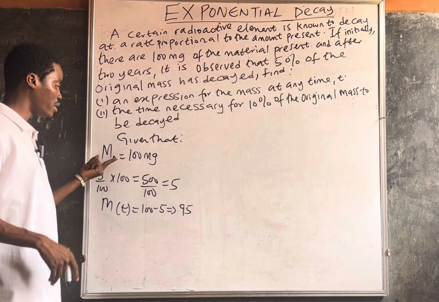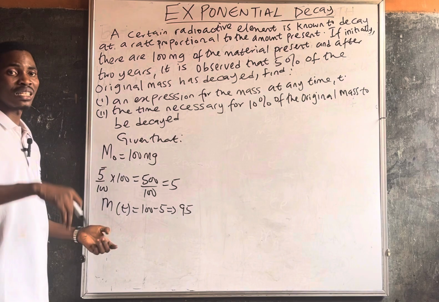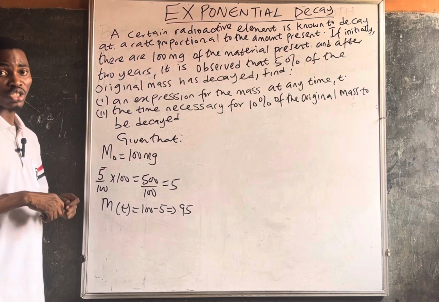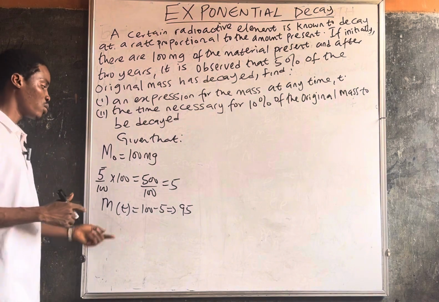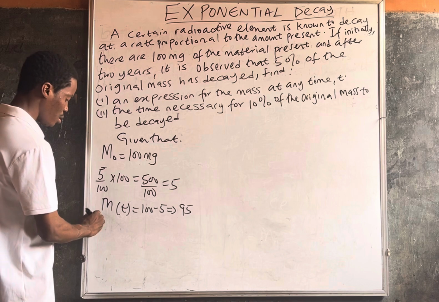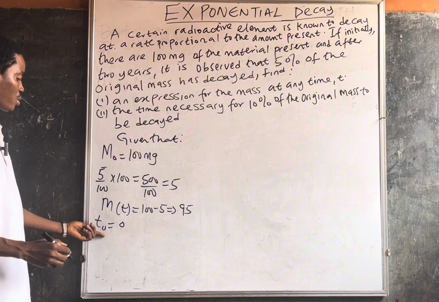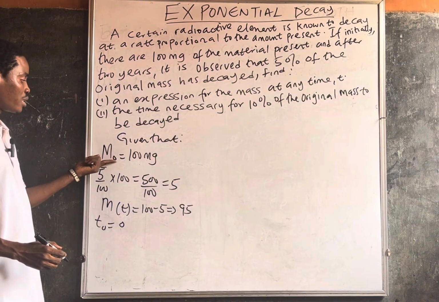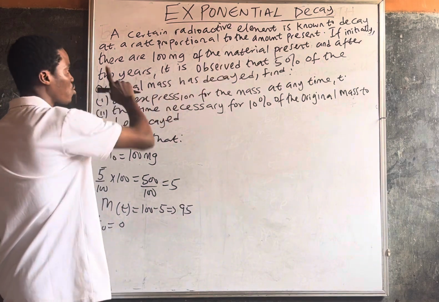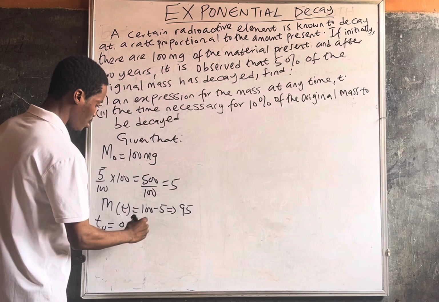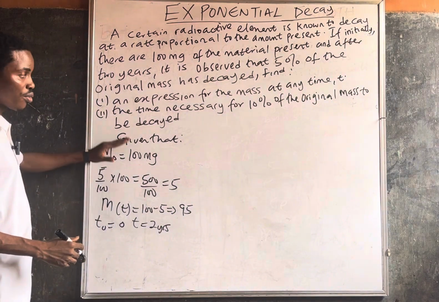The reason our initial mass is bigger than our final mass is that there is a reduction in mass. That's why we have minus K, and our constant of proportionality is negative. Our T naught, the initial time at the initial mass, is always 0. As it decays, after 2 years, our final time is 2 years. This is what we have been given.